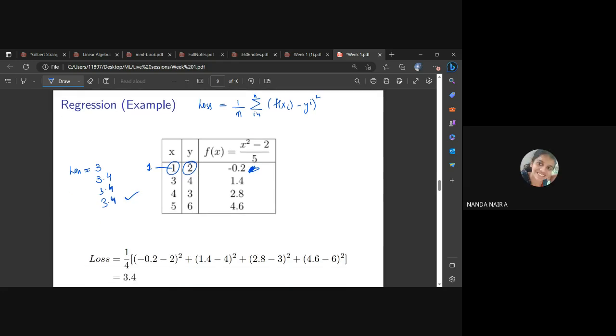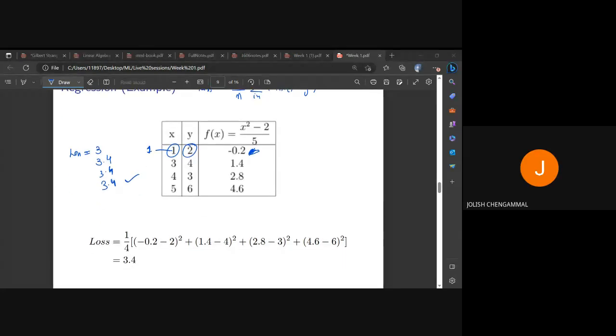Yes, ma'am, I get it now. Can we say that the expected value from the model can deviate by the square root of this loss value?